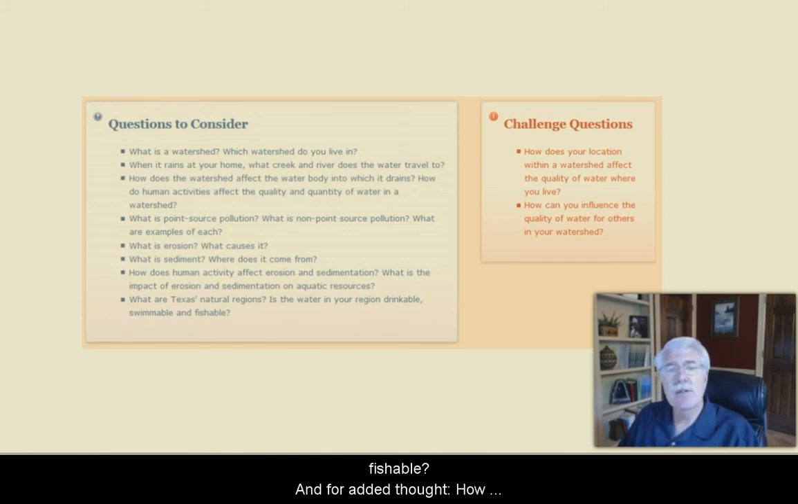What are Texas's natural regions? Is the water in your region drinkable, swimmable, and fishable? And for added thought, how does your location within a watershed affect the quality of water where you live? And how can you influence the quality of water for others in your watershed?